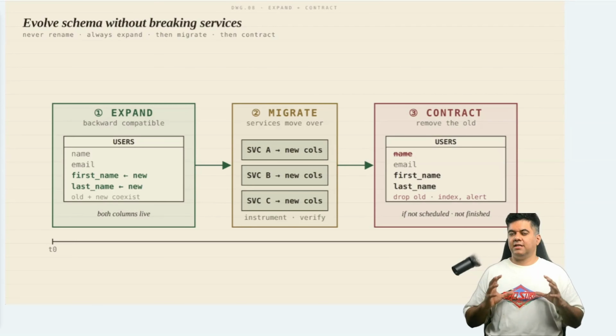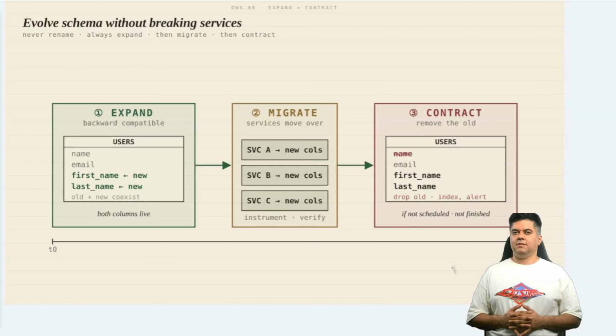And every service that touches the database has to agree on what the schema looks like at any given moment. When the schema changes, the services have to change too, and they might not all be deployed at the same time. This is the schema evolution problem, and there's a specific pattern for dealing with it. It's called expand and contract.